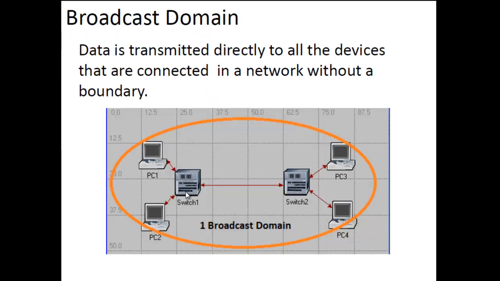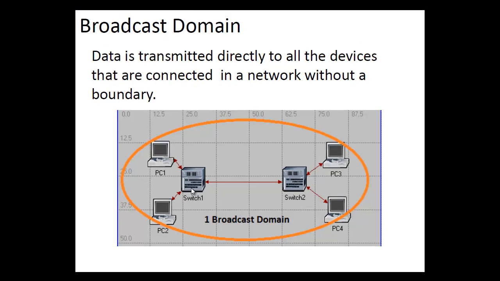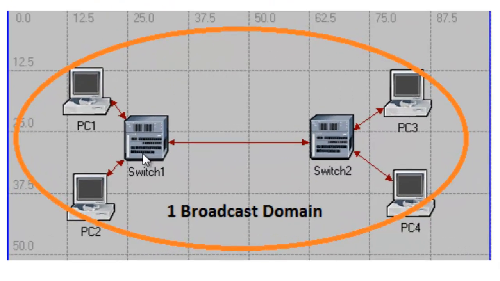So, a broadcast domain is a portion in a network where the devices can transmit data directly to each other without passing through a router device. For example, the image shows a single broadcast domain because there is no router that acts as a boundary, and that means the devices can transmit data directly to the rest of the devices in the network.